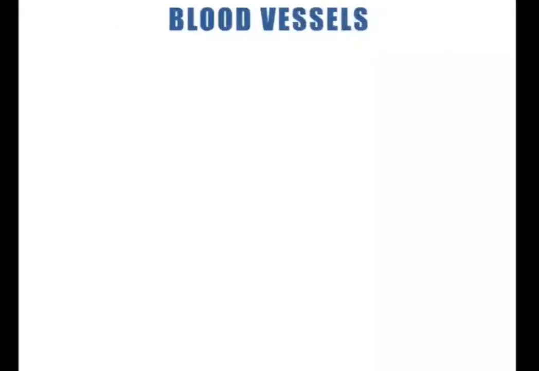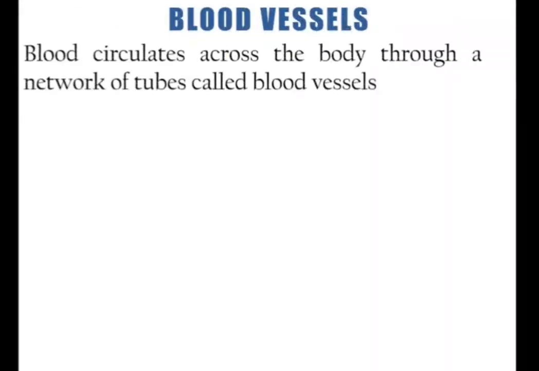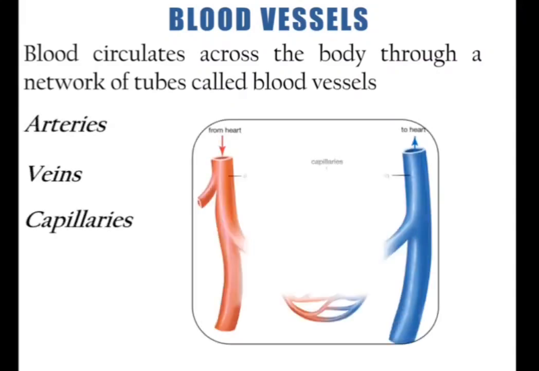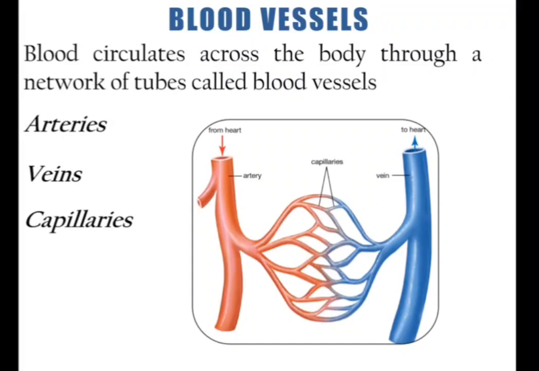Now, if we move ahead, there are vessels in which blood basically circulates. Blood circulates across the body through a network of tubes called blood vessels, and these are of three kinds: arteries, veins, and capillaries. As you can see in this diagram, the red color vessels are arteries. Why are these red? Because this is the symbol to represent oxygenated blood, and blue color is for deoxygenated blood, which is carried away by veins.